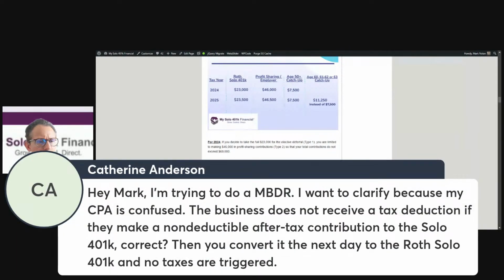Here's a question from Catherine. I'm trying to make a backdoor Roth solo 401k. I want to clarify because my CPA is confused.